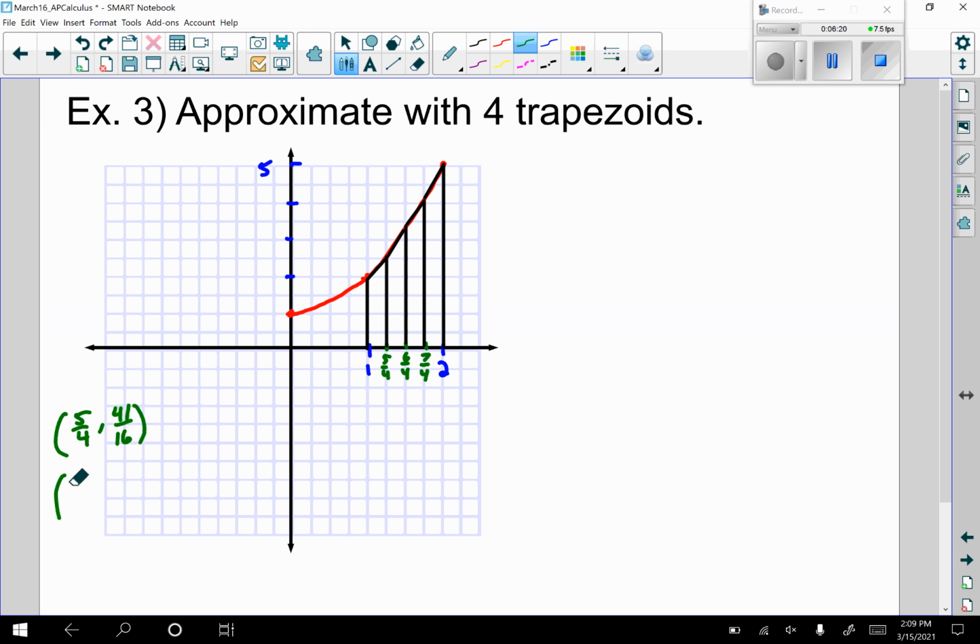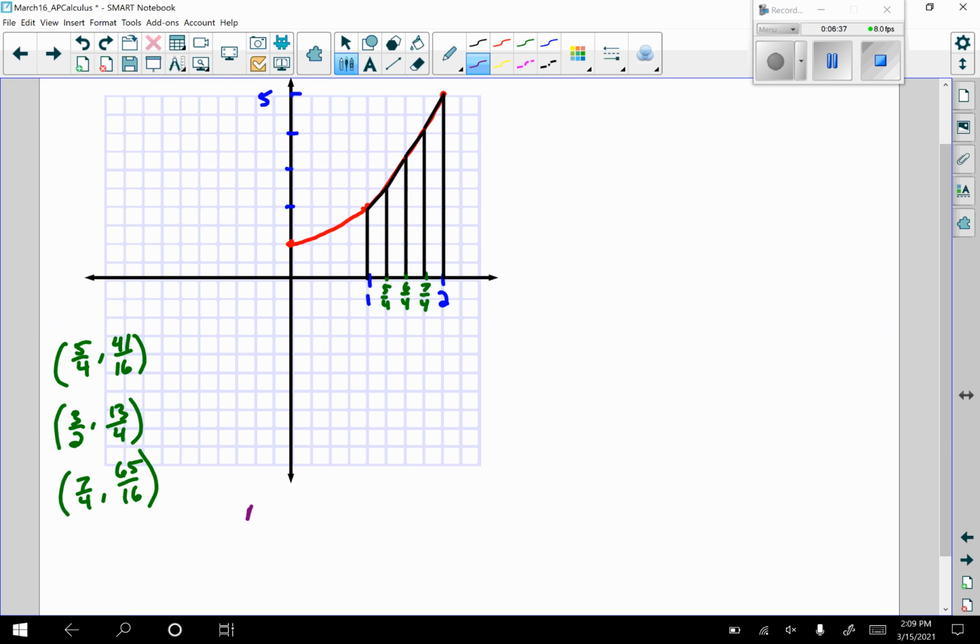At 6/4, the 3 halves, we already said that that's 13/4 from the previous example. And then if we have 7/4, it's 49/16 plus 16/16, which gives us 65/16. So this is going to help with our calculations. I'm just going to scroll down a little bit here, right underneath.